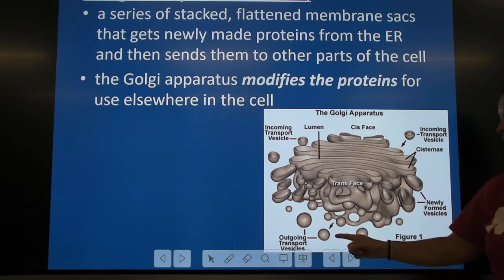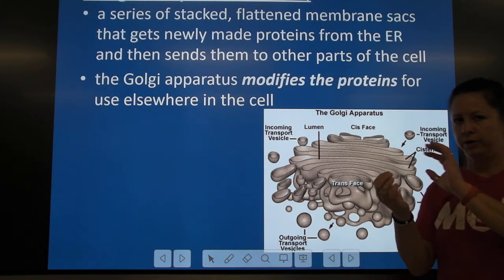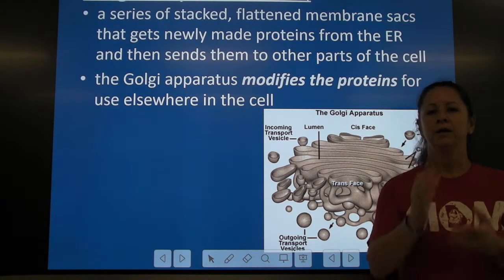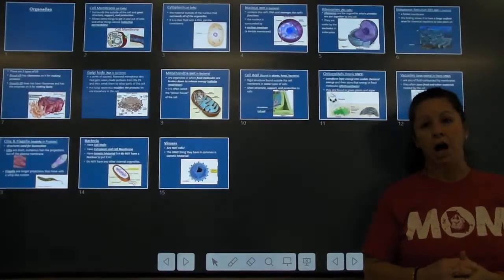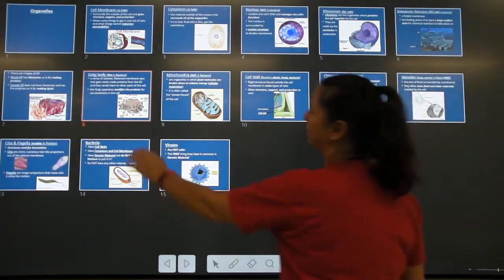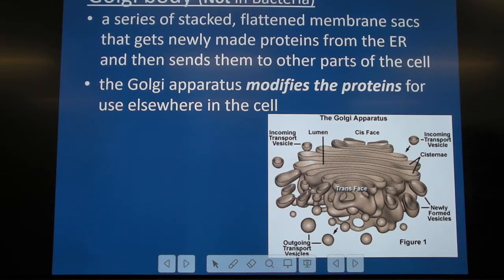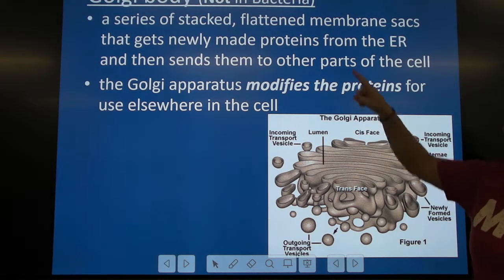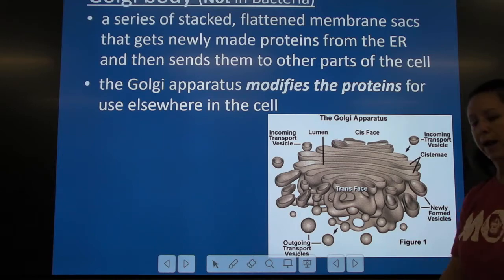And so when the proteins come out on the other side and they're put into new little sacs, okay, they're ready to do their jobs. Okay? So that's what's happening with the Golgi body or Golgi apparatus. See, there's two different words, Golgi body, Golgi apparatus.